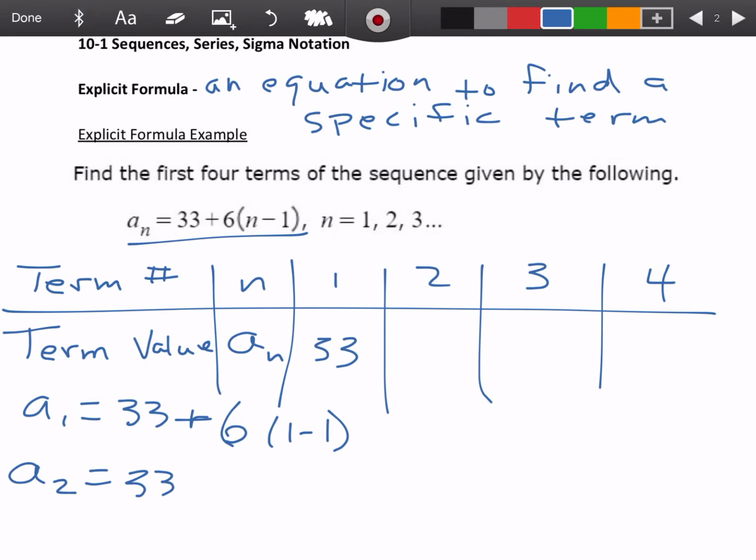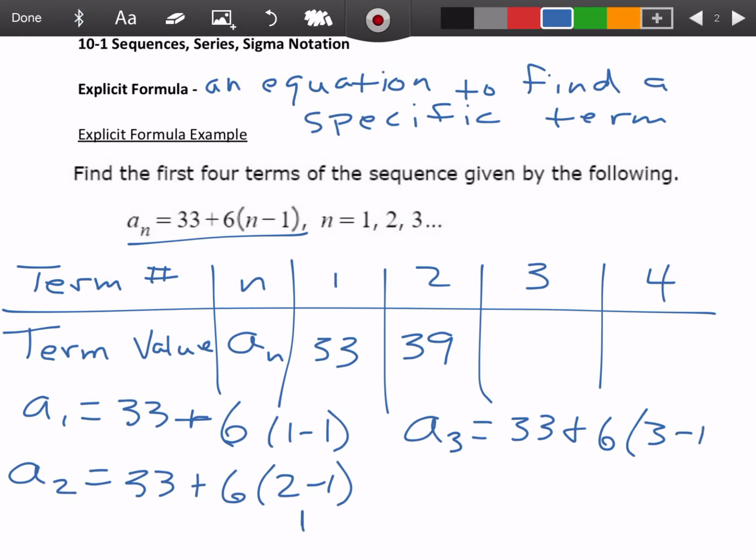Then a of 2, that would be 33 plus 6 times 2 minus 1. Well, 2 minus 1 is just 1, so 6 times 1, so we have 33 plus 6, this would be 39. And then just one more, and then I think you'll figure out the pattern here. We have 33 plus 6 times 3 minus 1. So this would be 2. 6 times 2 would be 12. 12 plus 33 would be 45. And hopefully you can see here that we're going up by 6.